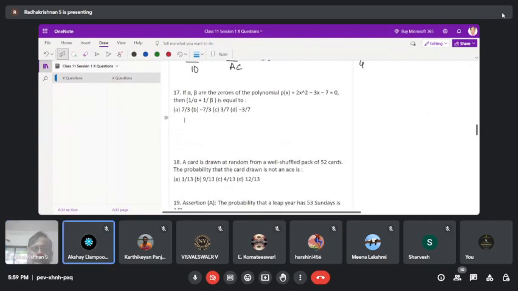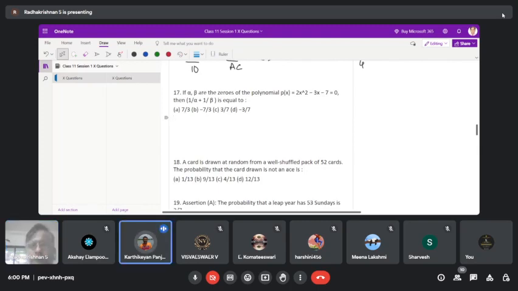Thank you, sir. Okay, now let's look at this problem. If alpha, beta are the zeros of the polynomial p of x equal to 2x square minus 3x minus 7 equal to 0, what is 1 by alpha plus 1 by beta? So how can you do this? So you can please come up with your method.